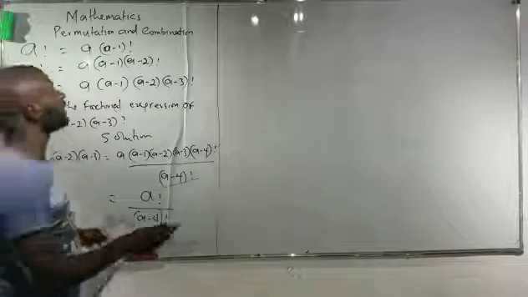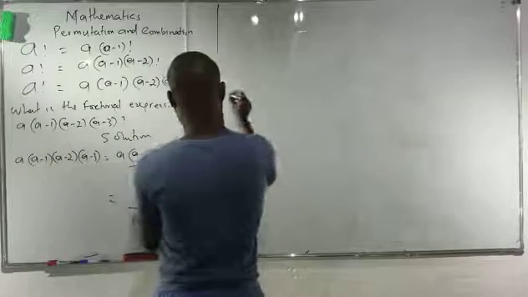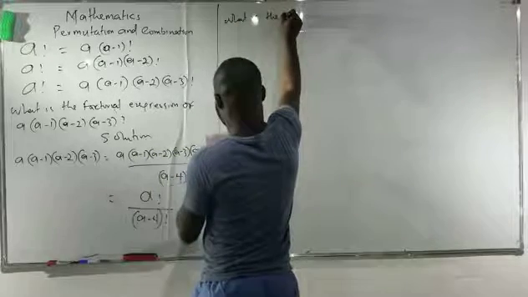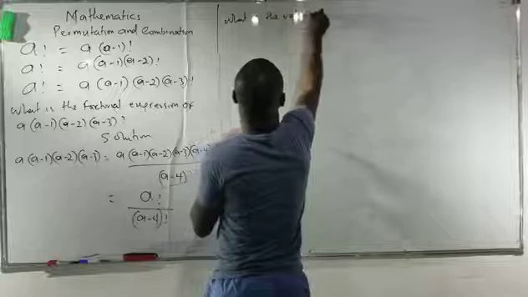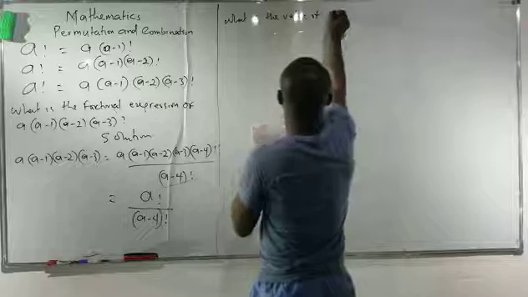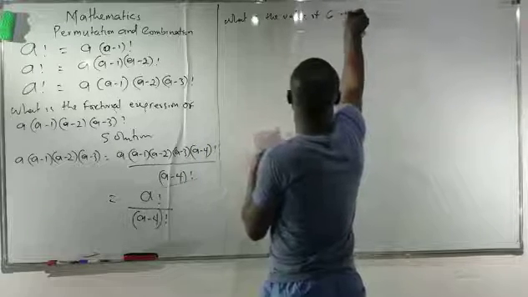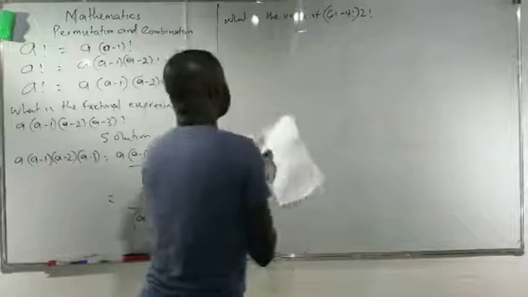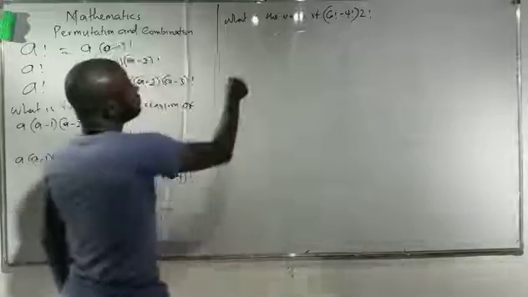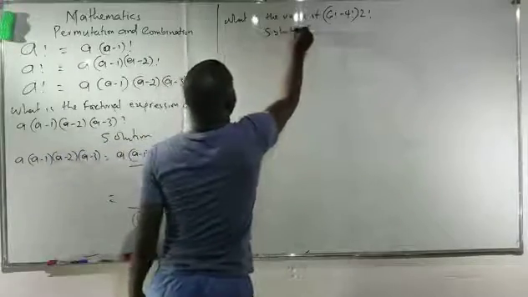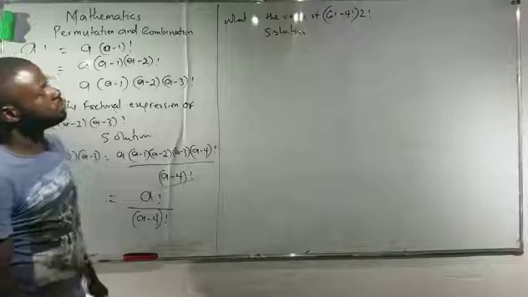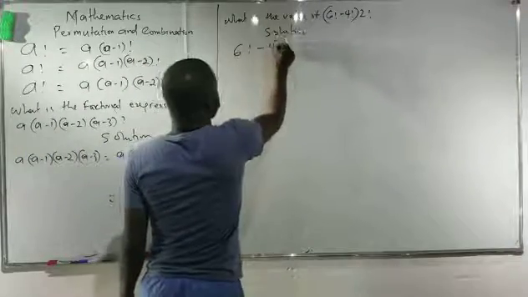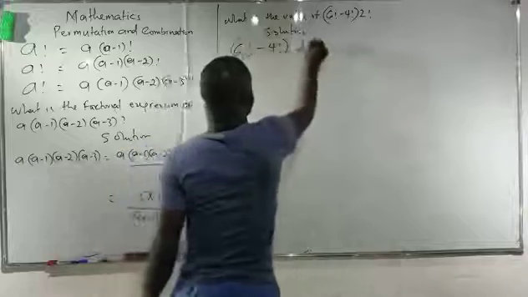I have another question here. What is the value of 6 factorial minus 4 factorial, bracket of 2 factorial? This is a very simple problem. Now, solution to this problem. I just want you to know that it is 6 factorial minus 4 factorial, bracket of 2 factorial.